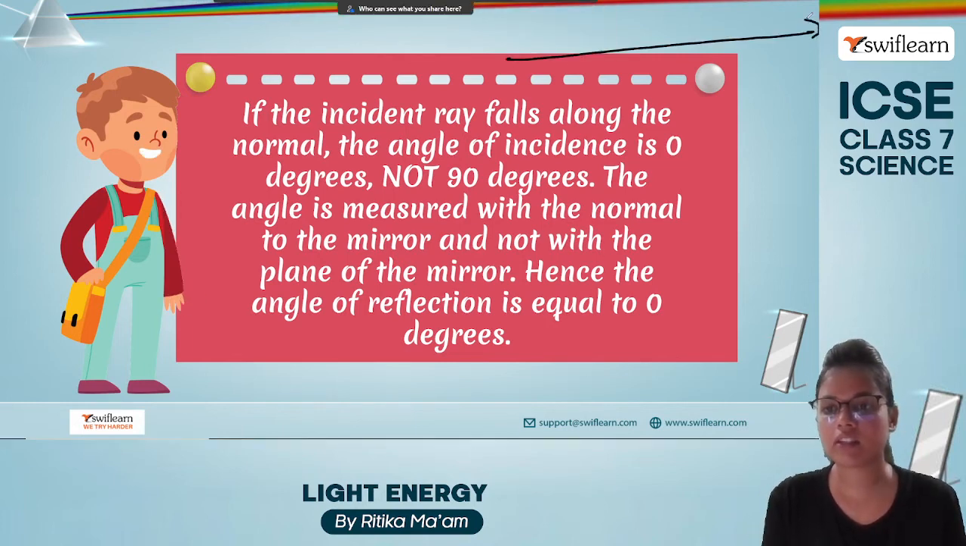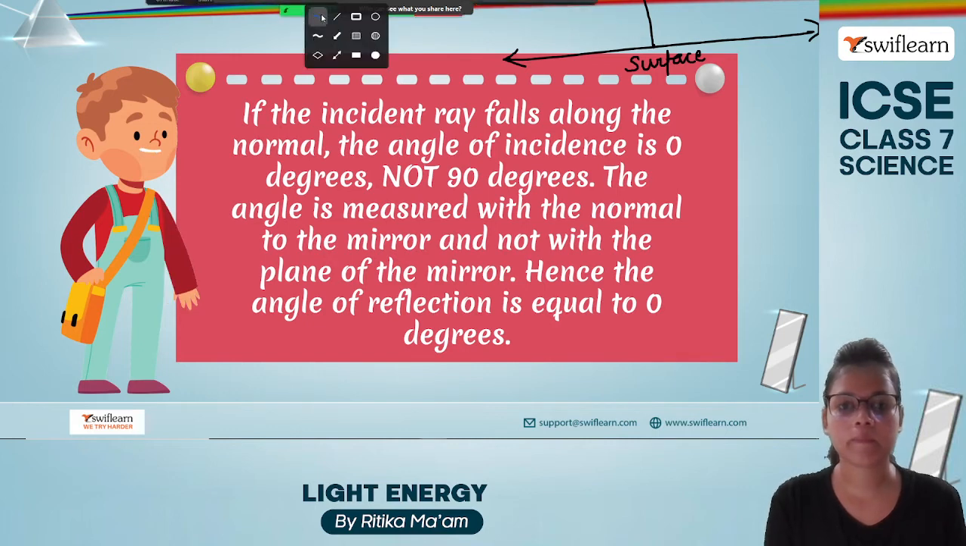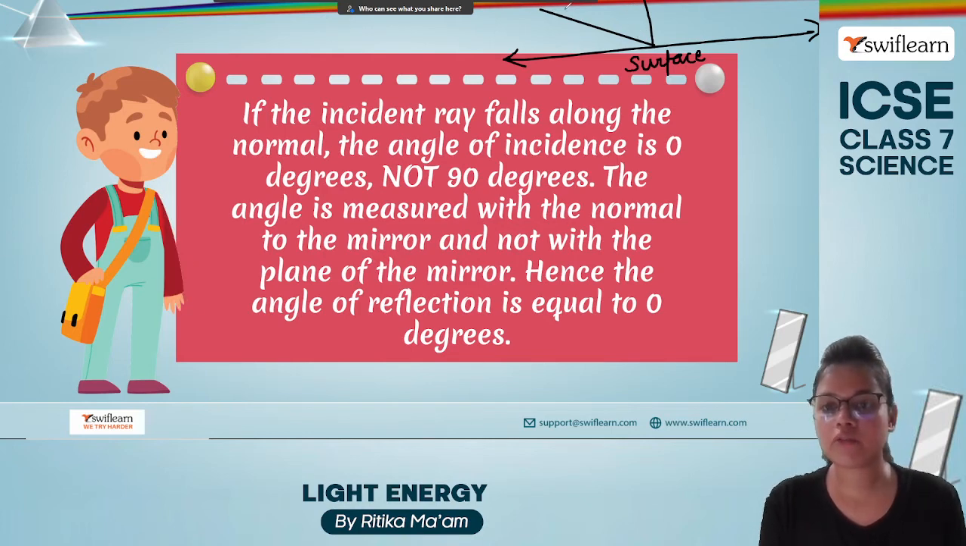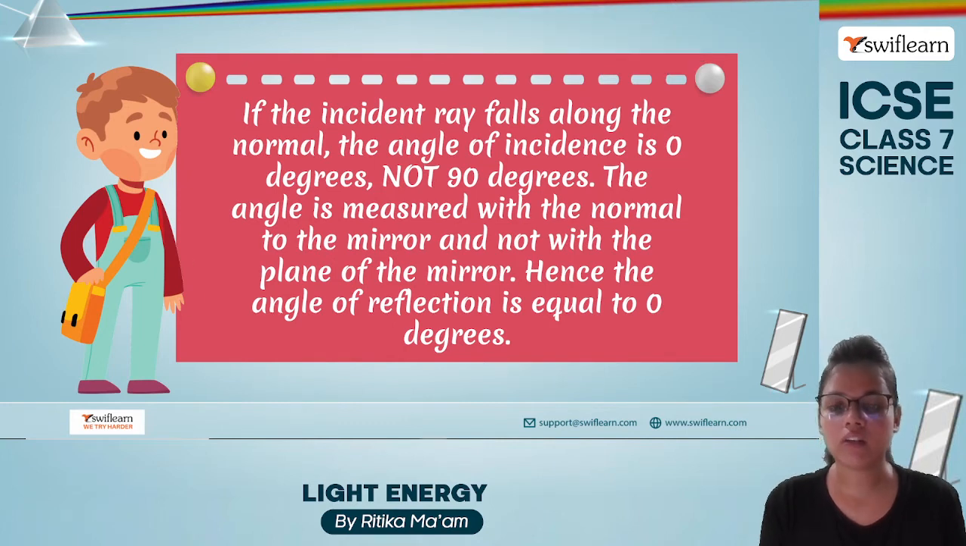So if this is our surface and this is our normal, and we need to measure the angle of incidence, it will be measured between the normal and this incident ray. So this will be our angle of incidence and not this one, right? That is why it is measured as 0 degrees.